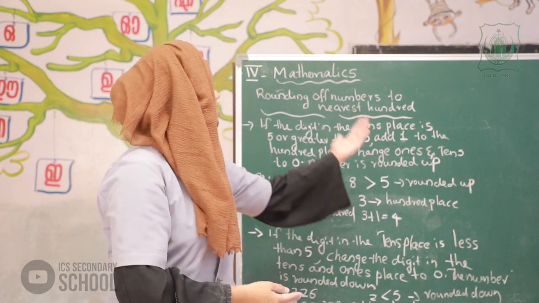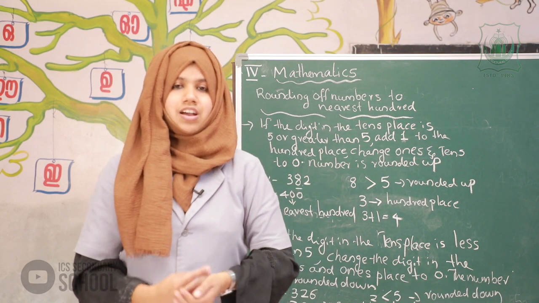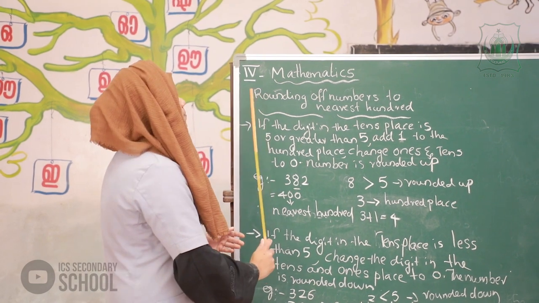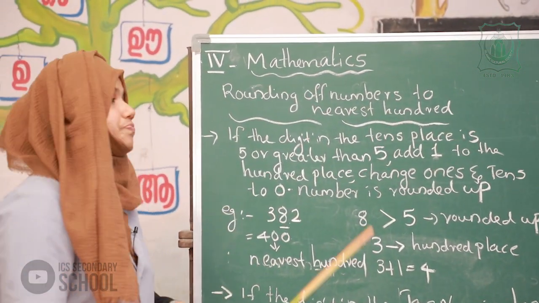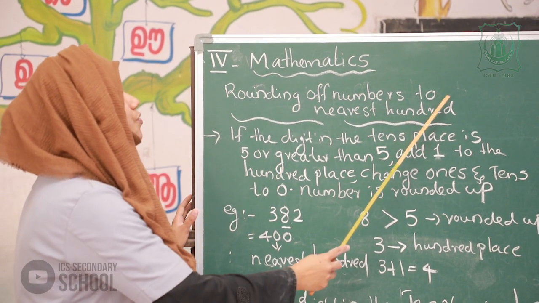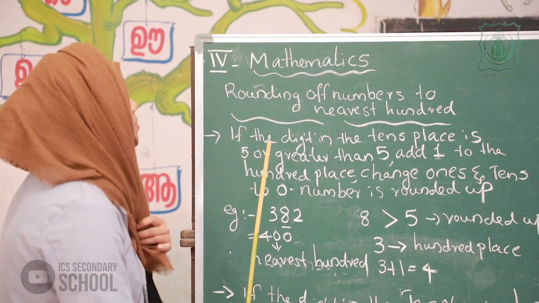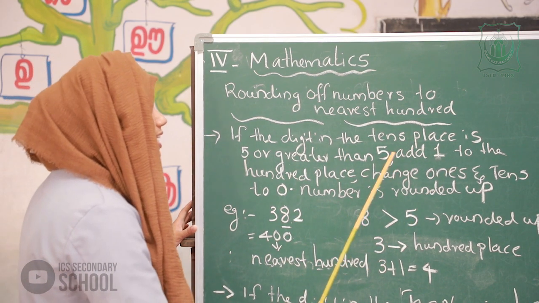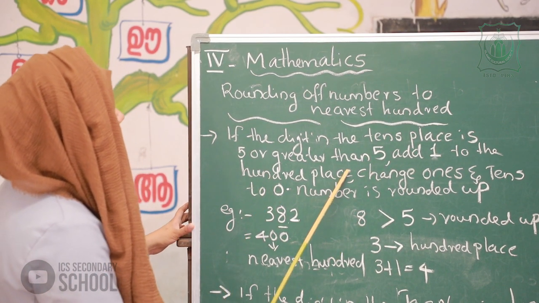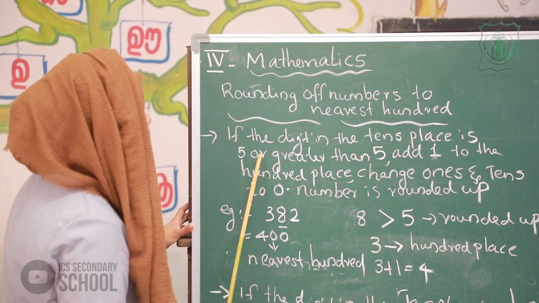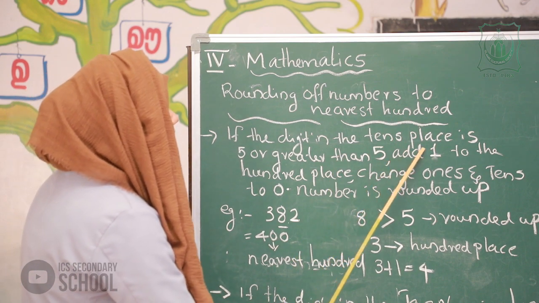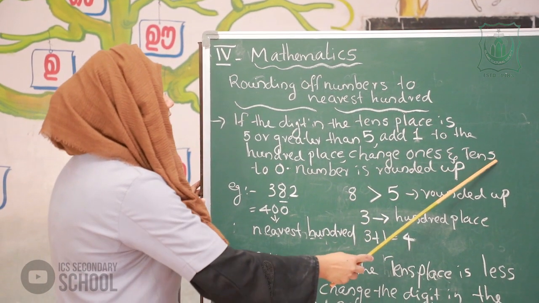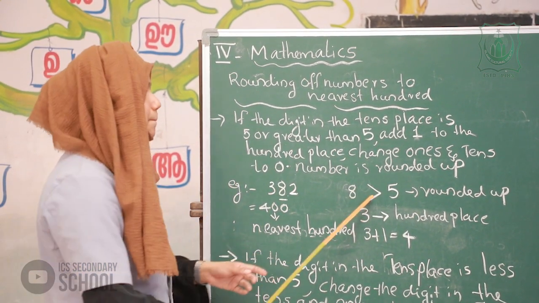Now we have the nearest 100. Rounding of numbers to the nearest 100. What are the things we have to discuss in rounding of numbers to the nearest 100? If the digit in the tens place is 5 or greater than 5, add 1 to the 100 place and change the ones and tens to 0. The number is rounded up.